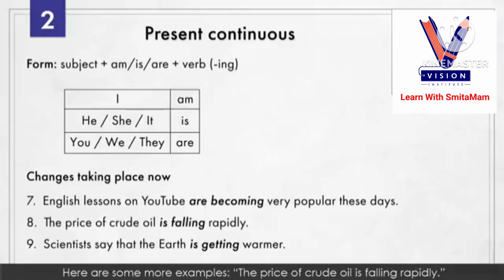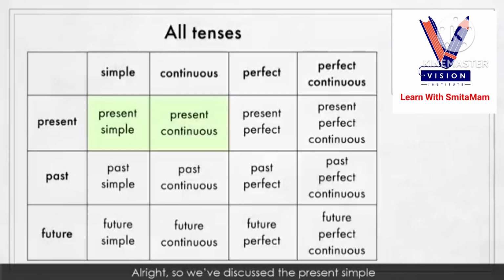Here are some more examples. The price of crude oil is falling rapidly. Scientists say that the earth is getting warmer. So remember that the present continuous tense is used to talk about actions happening now, temporary activities and changes that are taking place. Alright, so we have discussed the present continuous tense.